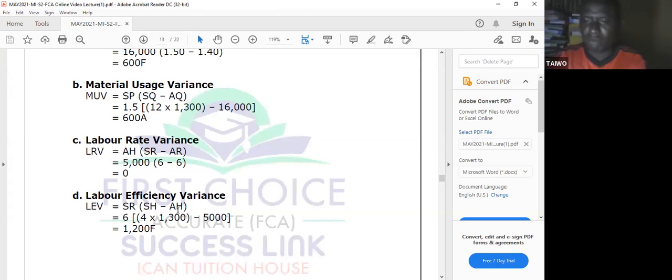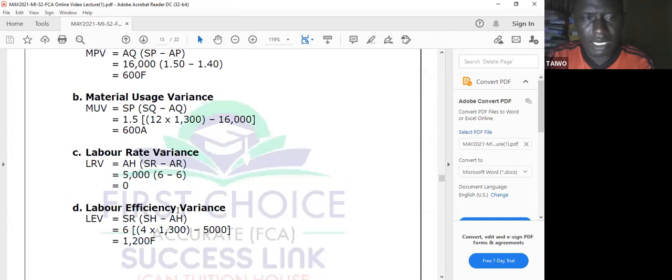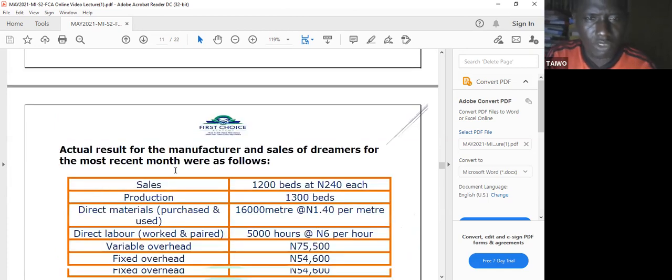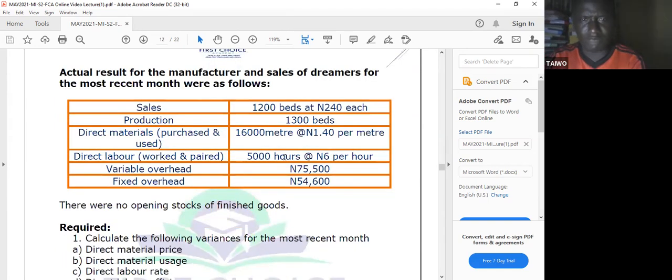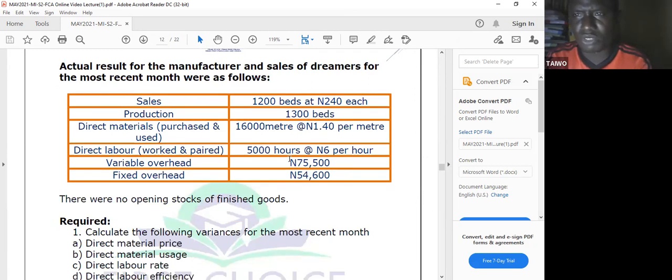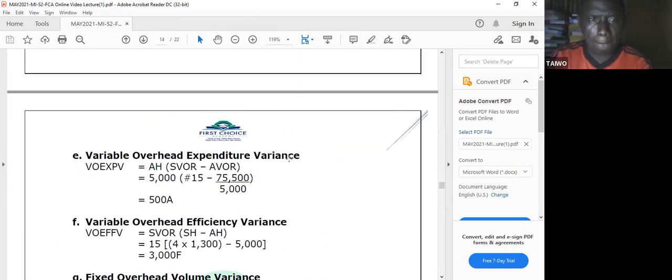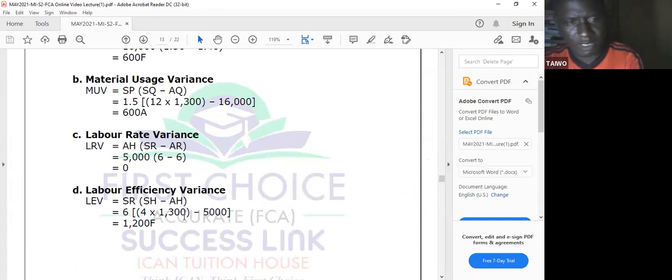Then what's the actual labor hour? If you check the question, the actual labor hours are 5,000 hours. You can see this is actual information, labor hours 5,000 hours. Then that's what you will use in your computations. So the standard hours is 4 times 1,300, minus 5,000. That's 5,200 minus 5,000, which is 200 times 6, which is 1,200 favorable. I hope you know the reason why it's favorable: because the actual labor hours, which was 5,000, was less than the standard labor hours they envisaged.